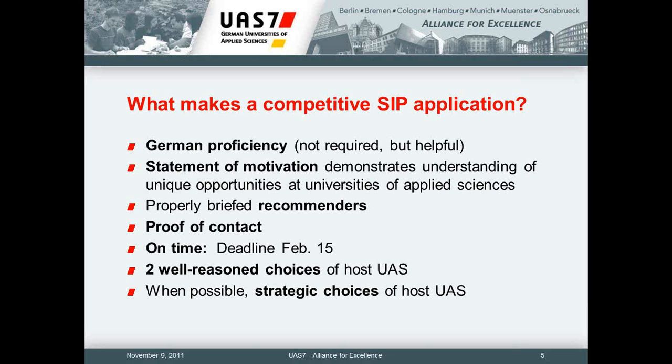The proof of contact is kind of a mysterious step in our process, and students spend a lot of time on this. Basically, the first step is to contact the New York office, where I and a colleague will work with you to identify which of the UAS 7 member institutions are the best fit for you. Now, at that point, we will refer you to the international office at those institutions, which will help you contact the specific departments, which would be your points of contact there. And at that point, any communication you get back is something that you would submit with your application.